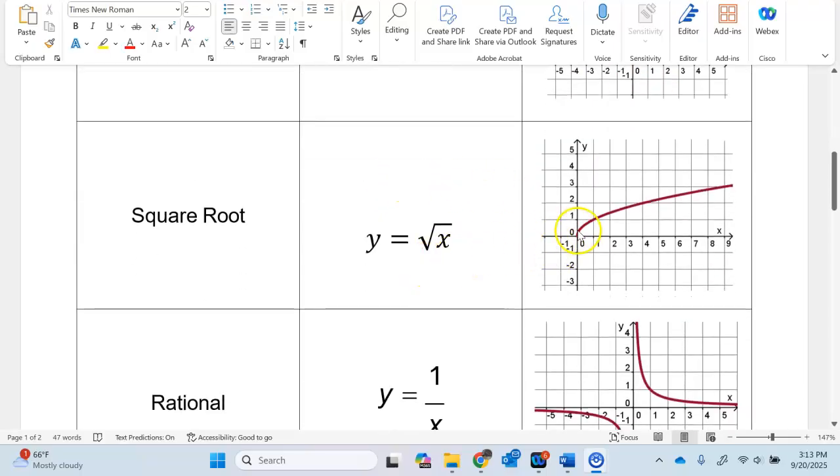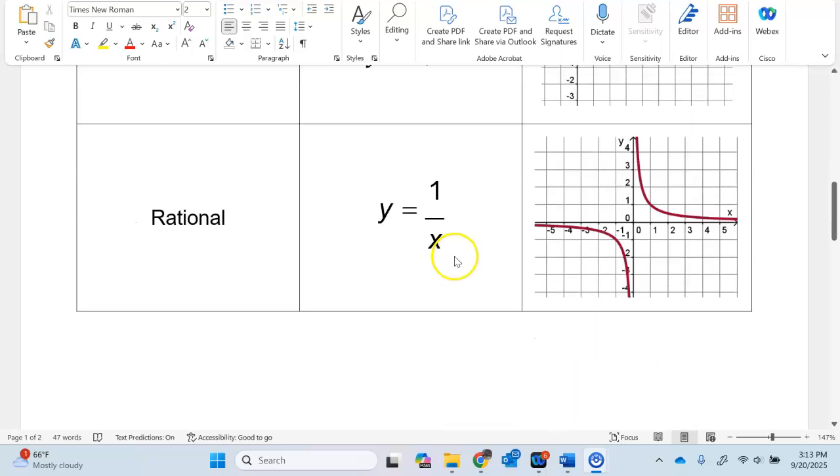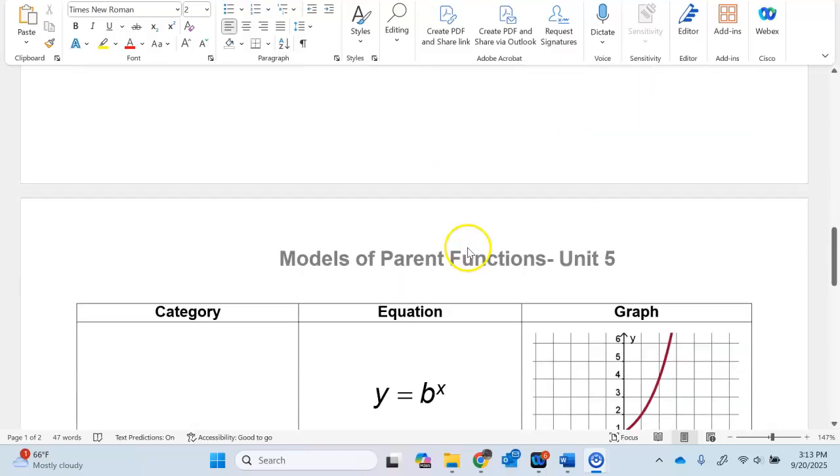Square root function, domain and range are noted here. Everything's positive. Positive values for x, positive values for y, 0 included. Here's your basic rational function. Division by 0, not going to happen. We're not going to have an output when x is 0, but we have an output for all other values. And you can see what happens as x gets big, y gets small, right? 1/2, 1/3, 1/4. The larger x gets, the smaller y gets by taking its reciprocal.